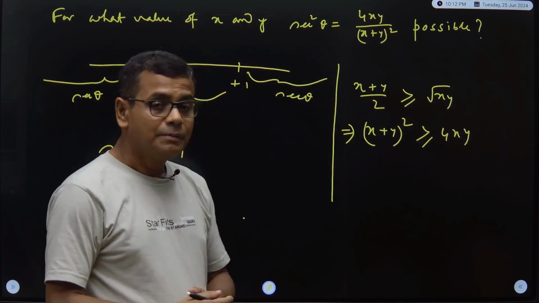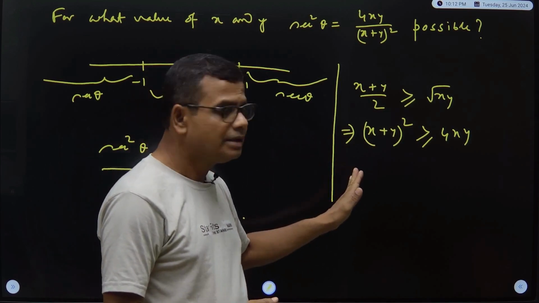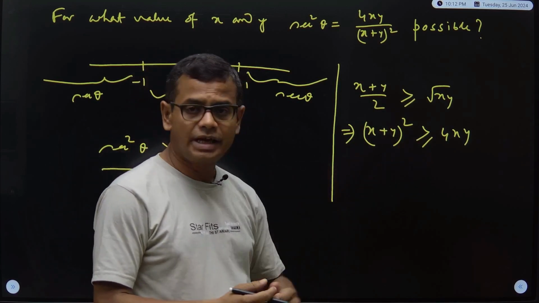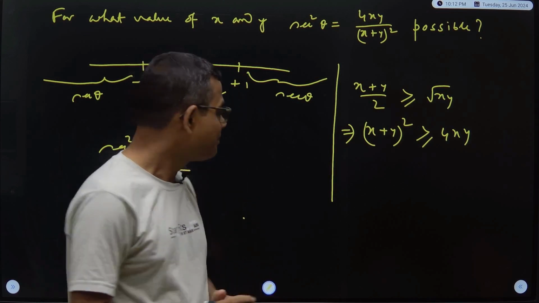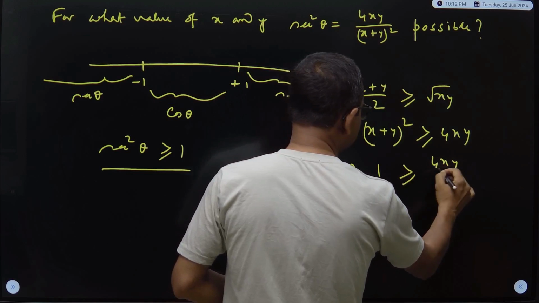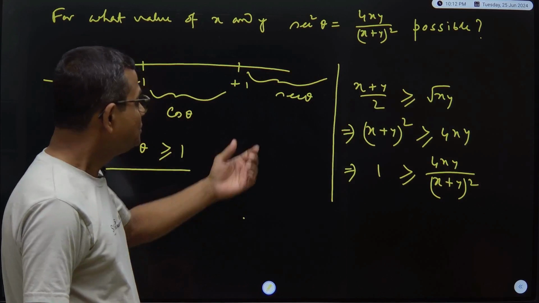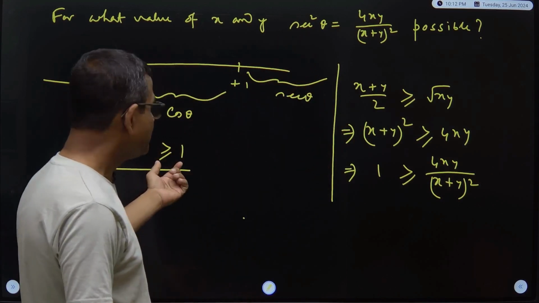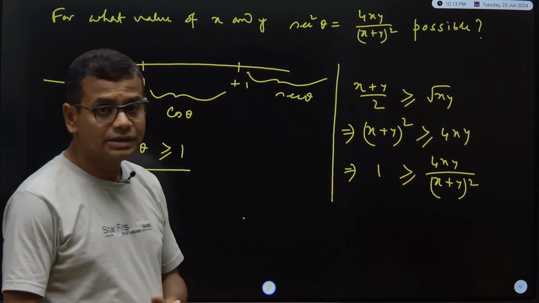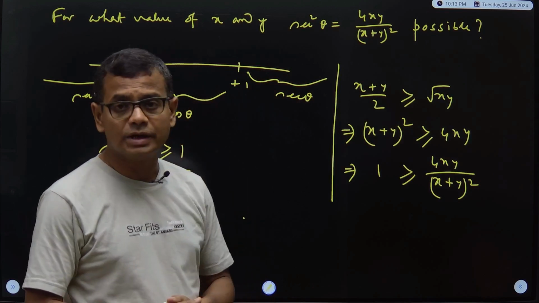Now (x plus y) whole square is a positive value, so we can divide both sides by (x plus y) whole square, and the inequality sign does not change. So 1 is greater than or equal to 4xy by (x plus y) square. So look, sec square theta is greater than or equal to 1 and 4xy by (x plus y) whole square is less than or equal to 1. Here it is given that sec square theta equals 4xy by (x plus y) whole square.